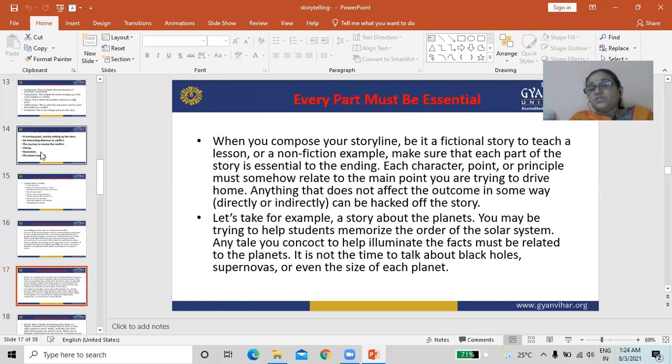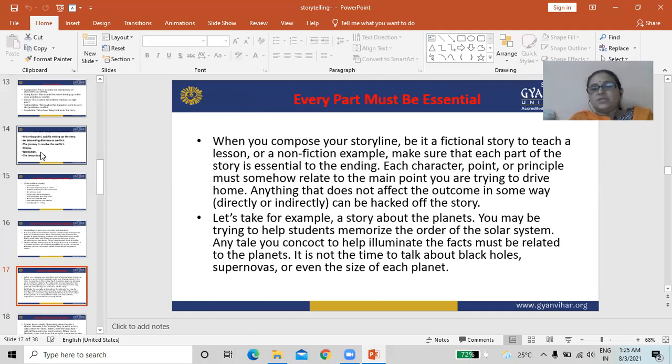Every part must be essential in storytelling. When you compose your storytelling, be it a fictional story to teach a lesson or a non-fiction example, make sure that each part of the story is essential to the ending. Each character, point or principle must show how it relates to the main point you are trying to drive home. Anything that does not affect the outcome in some way, directly or indirectly, can be hacked out of the story.